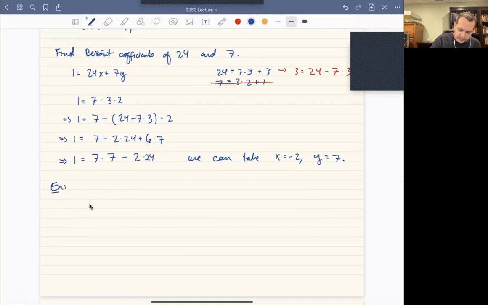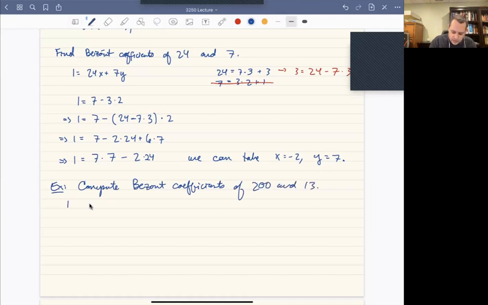So let's look at, say, 200 and 13. Okay, so let's say that those are two numbers. And what I want to do is compute the Bézout coefficients of 200 and 13. In other words, I want to write 1, which is their GCD, as a linear combination of 200 and 13. I know that 200 is not a multiple of 13. You can just check that it's not a multiple of 13. And yeah, since 13 is prime, that means that 13 and 200 are relatively prime. So 1 is their GCD, and we can find Bézout coefficients and everything is fine.